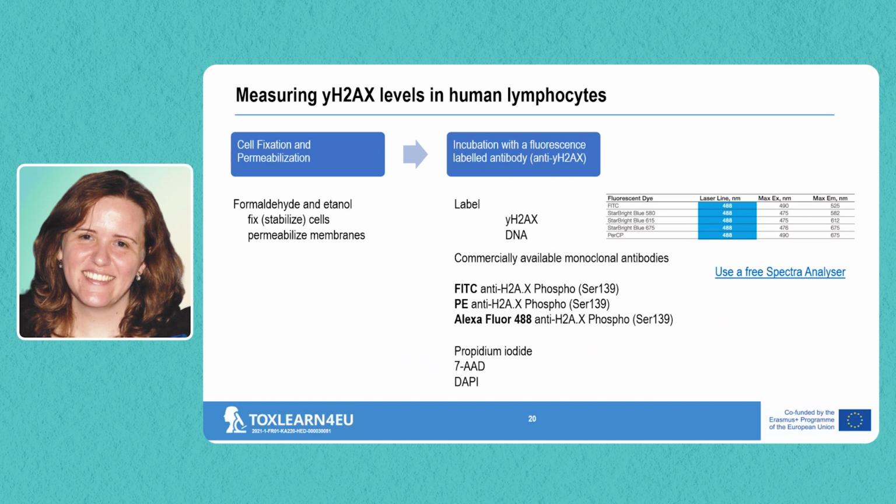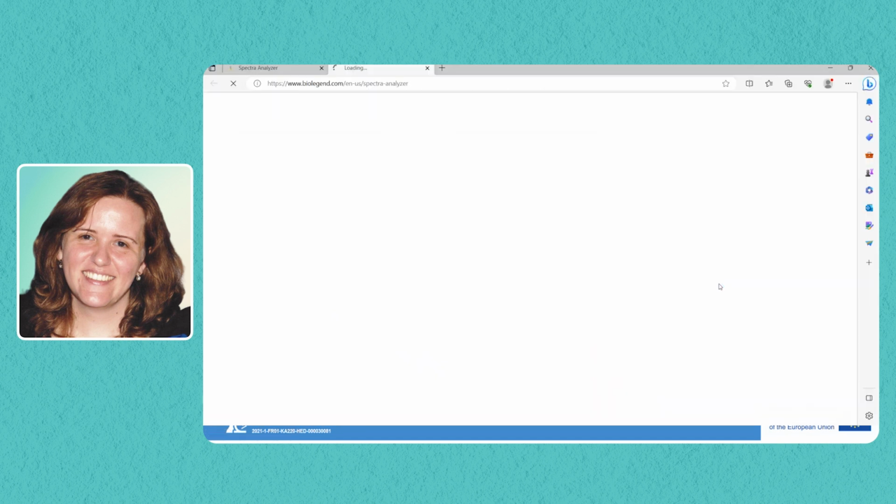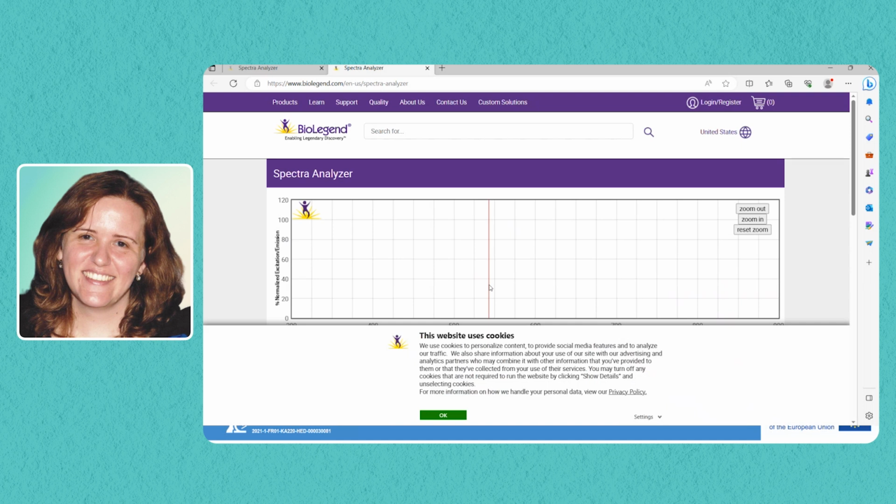So either you look at one of these complex tables. This is just a section of a very big table that has different fluorochromes, and it has the laser that you can use, the maximum emission, okay? So this will help you to choose both the laser and the filter, or you can also use something that is available on different websites, that is a spectra analyzer. And I'm going to show you very quickly what this is.